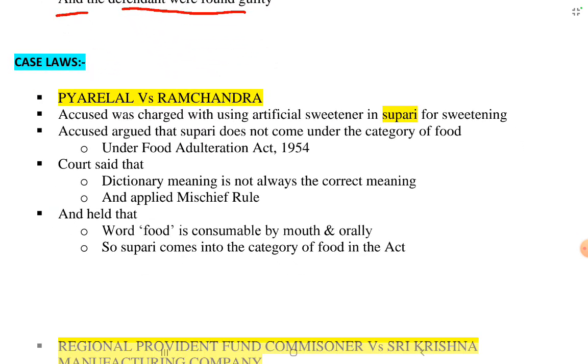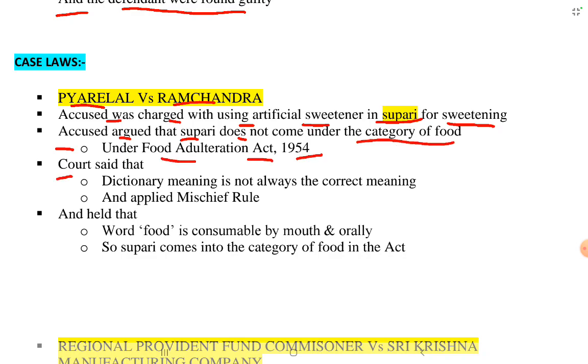For case law, you can write Pyarilal versus Ramchandra. It is the case of Supari, which we have already discussed. The accused was charged with using artificial sweetener in Supari for sweetening. He was doing adulteration in Supari. The accused argued that Supari does not come under the category of food under the Food Adulteration Act 1954.